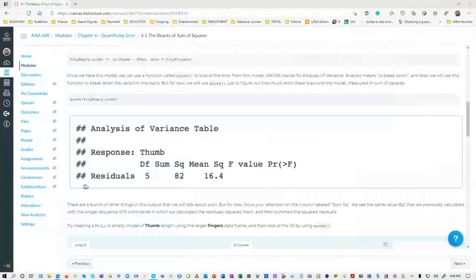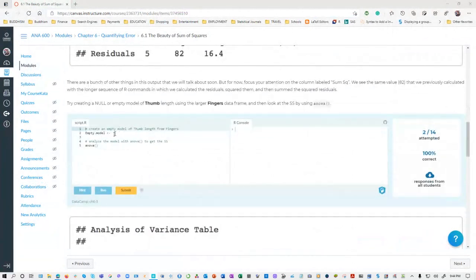So you can get that by using ANOVA. That's why they say create an empty model of thumb length from the fingers. To create the empty model, you can remember how you create: lm, thumb tilde 1, y is the y value, null, data equals tiny. No, not from the primary fingers. Fingers can do that one.